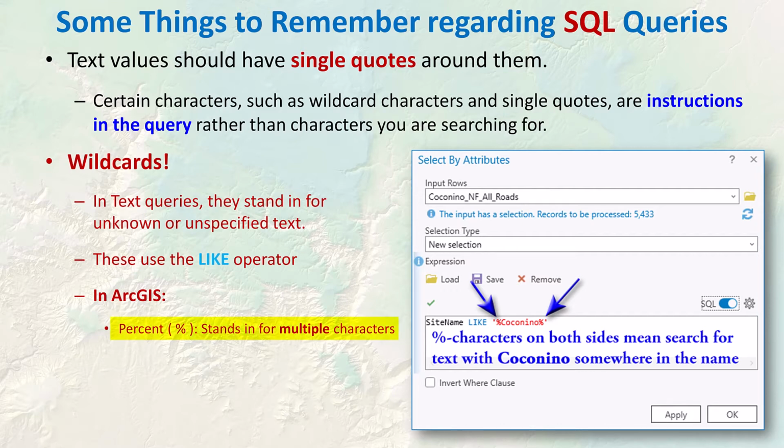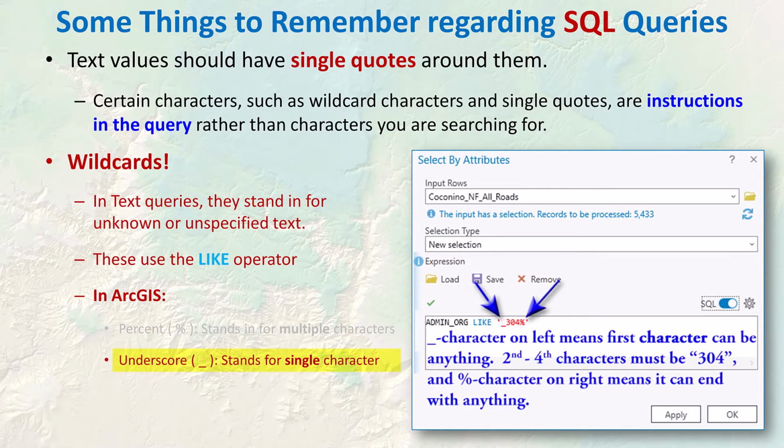ArcGIS uses the % symbol as the wildcard that stands for any number of characters. In this slide, we are querying for all features that have coconino anywhere in the site name. ArcGIS uses the underscore symbol as the wildcard that stands for exactly one character. In this slide, we are querying for all features that have the text 304 as the second, third, and fourth characters in the name. By the way, there are ways to escape these wildcard characters too, in case you want to search for text that actually has an underscore or a % sign in the text.